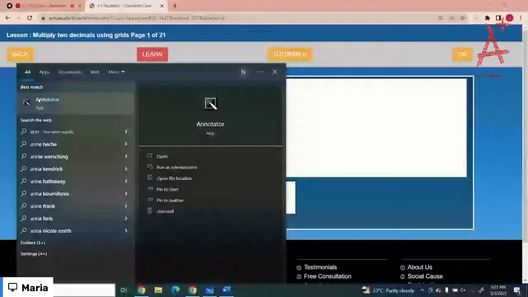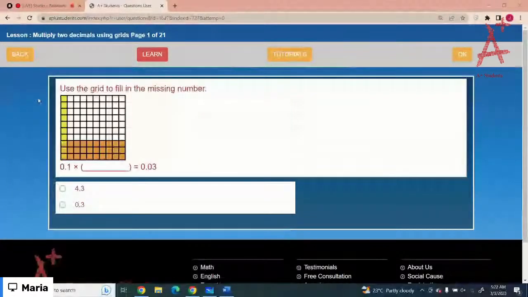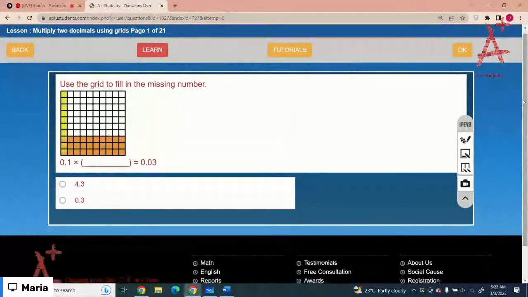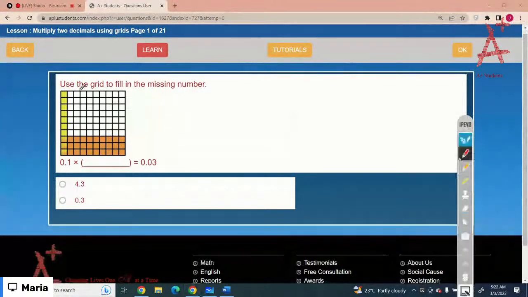Okay, use the grid to fill in the missing number. Got it? Okay, just look at the grid. Here you have one of the columns colored. Just one of the columns is colored. It represents 0.1. Got it? One, two, three. Three of the rows are colored. That represents 0.3. Got it?